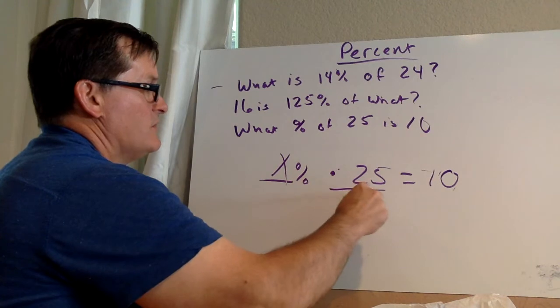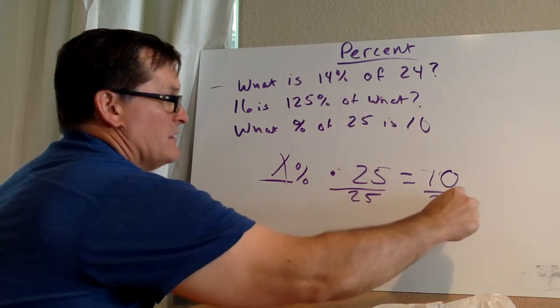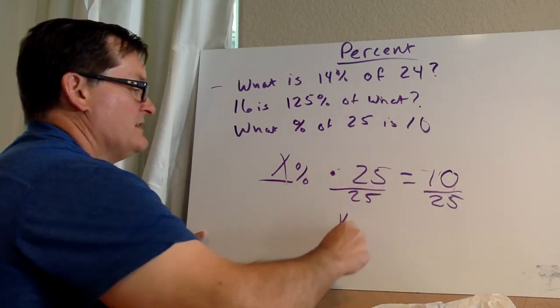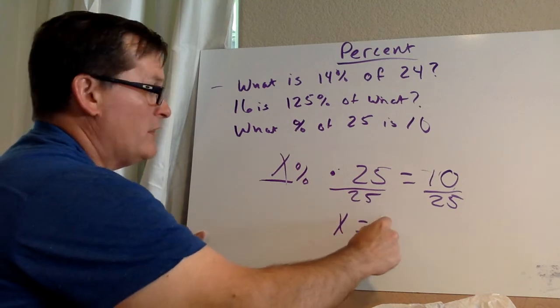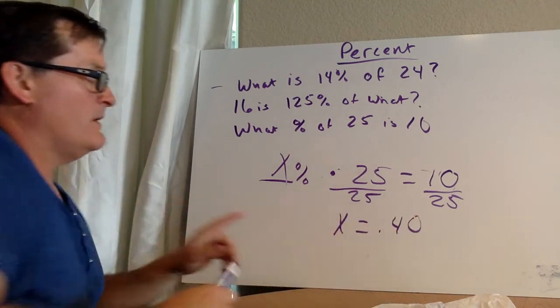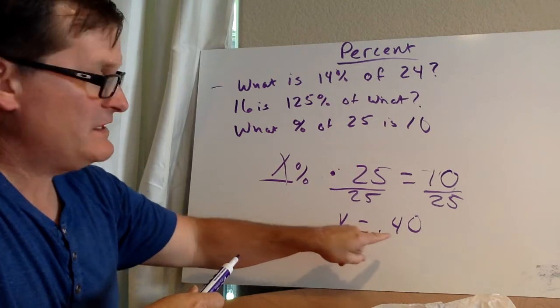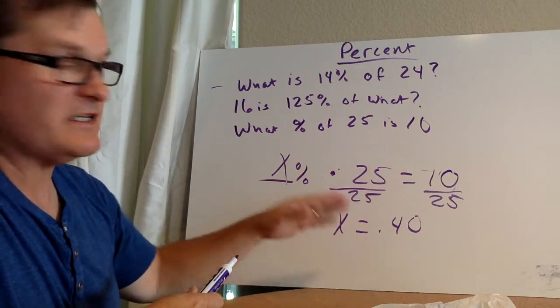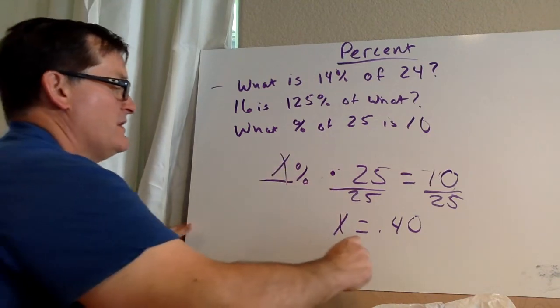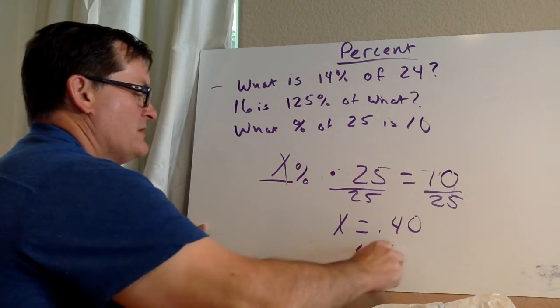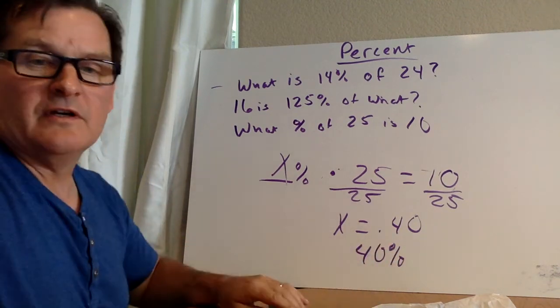Divide both sides by 25, divide both sides by 25, and you'll get x is equal to 0.40. That is a decimal representation. We want to change it to a percent to communicate it because we were asked for a percent. So moving two spaces to the right, the answer to that is 40%.